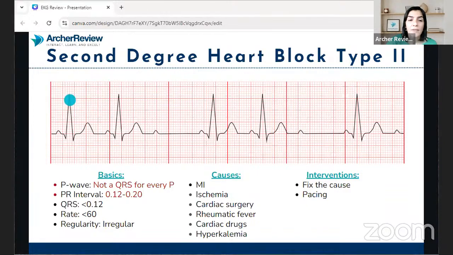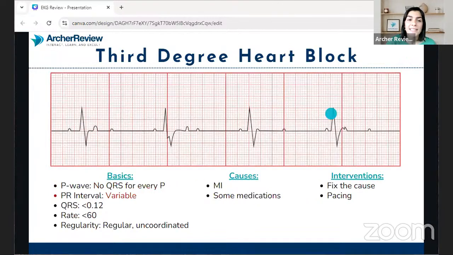And so if you count that rate, 1, 2, 3, 4, maybe 4.5. So that rate is definitely below 60, right? So we worry about this as being potentially life-threatening and can develop into something more risky like third-degree heart block. And so in third-degree heart block, this is when the SA node and that ventricular rate just are not talking to each other at all.